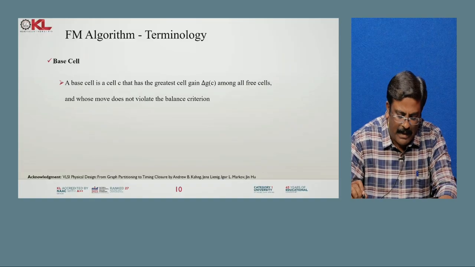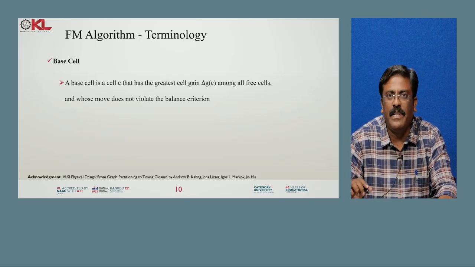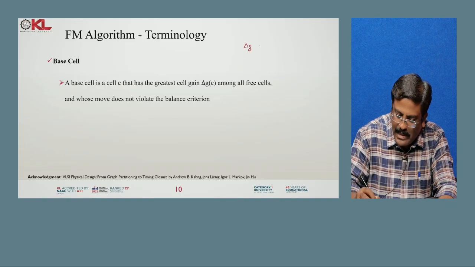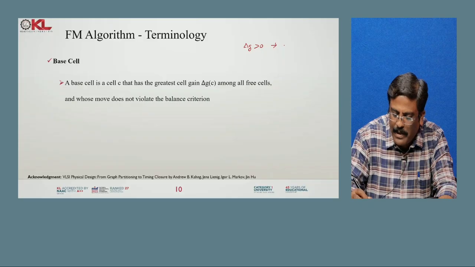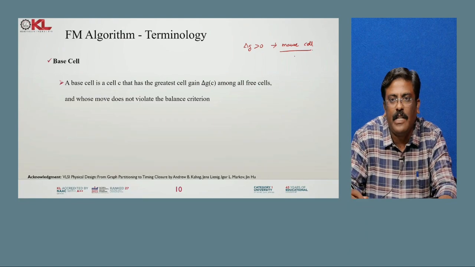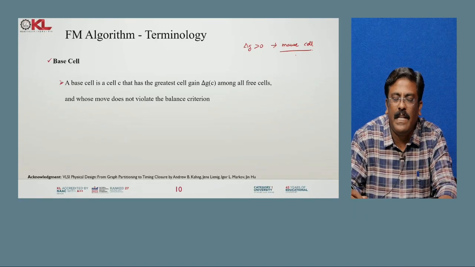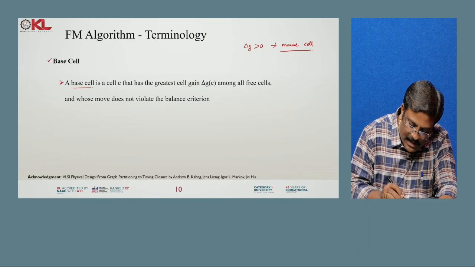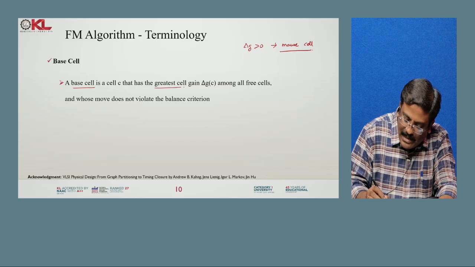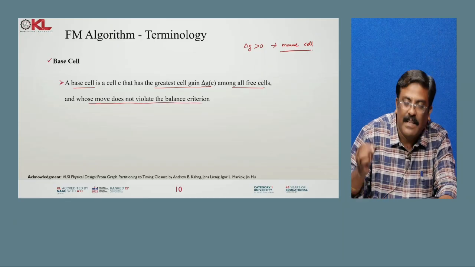Then, followed by the balance criteria, we have one more terminology in the FM algorithm, that is the base cell. What does the base cell indicate? The moving cell is decided by the del G value, am I correct? When the del G value is greater than 0, that cell has the eligibility to make a move. Whatever cell is going to make a move while satisfying the balance criteria and ratio factor, what do we call that cell? A base cell. A base cell is a cell C that has the greatest cell gain del G among all free cells and whose move does not violate the balance criteria.